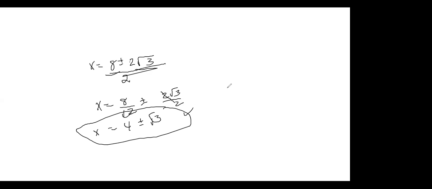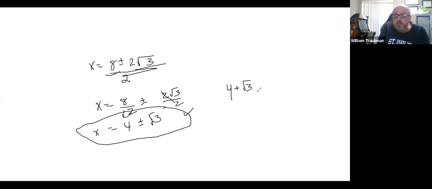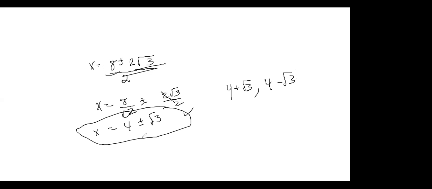Sometimes in the homework, they make you type it in as 4 plus the square root of 3, then hit comma, 4 minus the square root of 3. Yeah, that's the solution pair, but that's the part that I couldn't figure out, the last step.